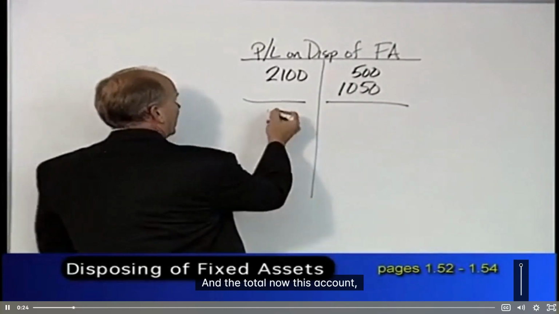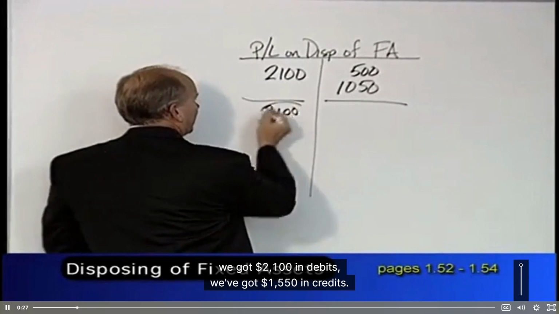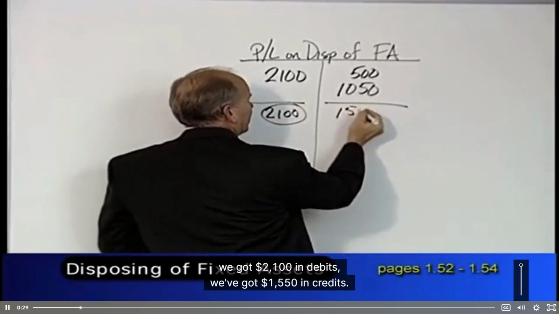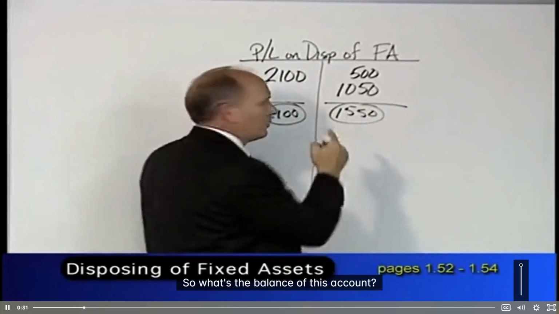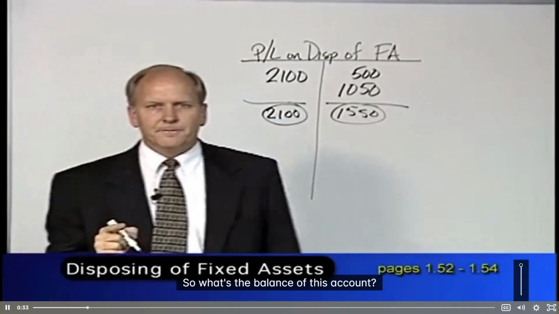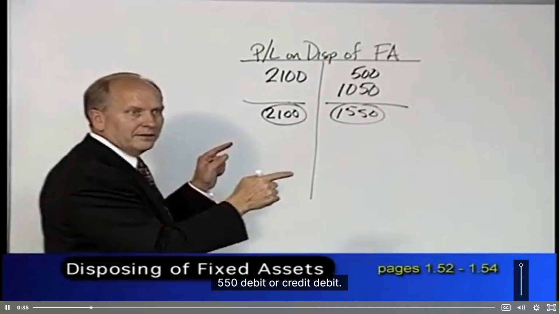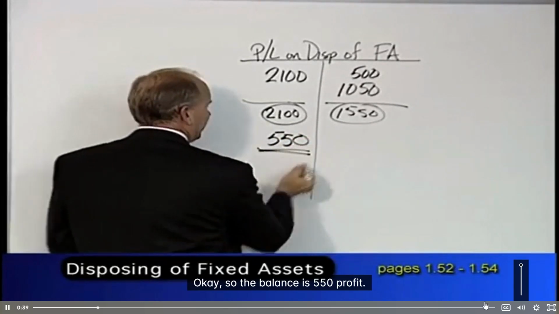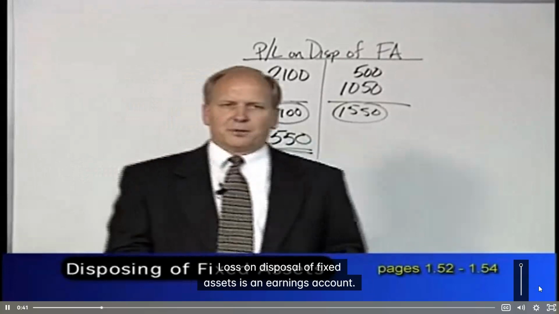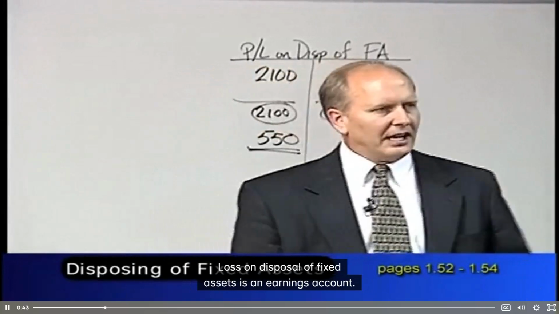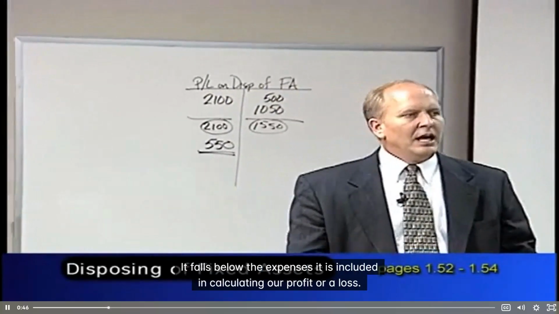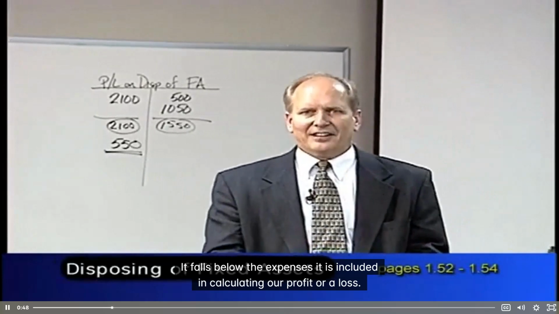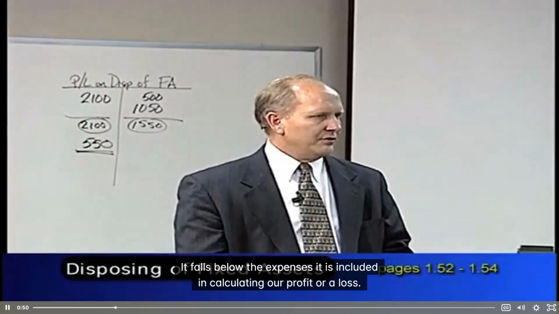And the total now of this account, we got $2,100 in debits. We've got $1,550 in credits. So what's the balance of this account? $550, debit or credit? Debit. Okay, so the balance is $550. Profit and loss on disposal of fixed assets is an earnings account. It falls below the expenses. It is included in calculating our profit or our loss.